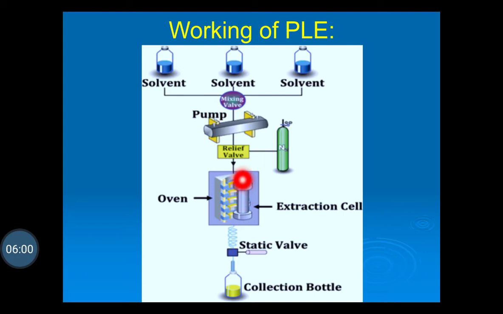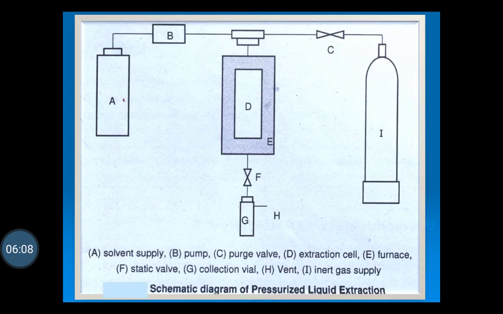The liquid can easily penetrate and extract the phytoconstituents which are present, which will get collected into the collection bottle. This is the schematic diagram of the pressurized liquid extraction. In this case, A is a solvent supply where the solvent is placed. B is the pump. C is the purge valve.